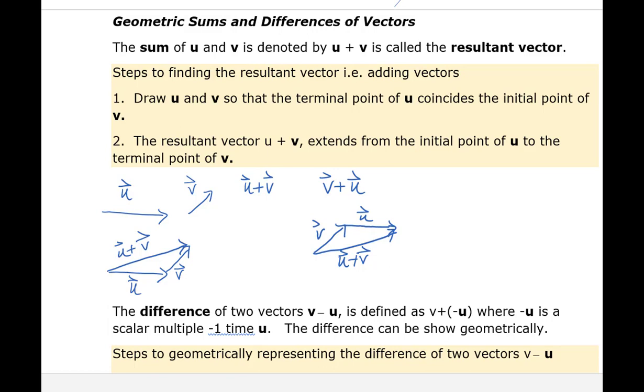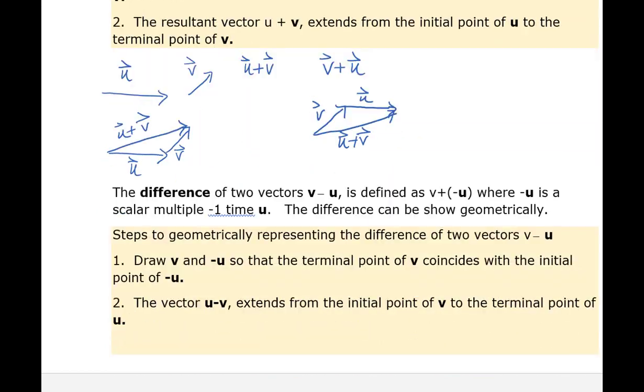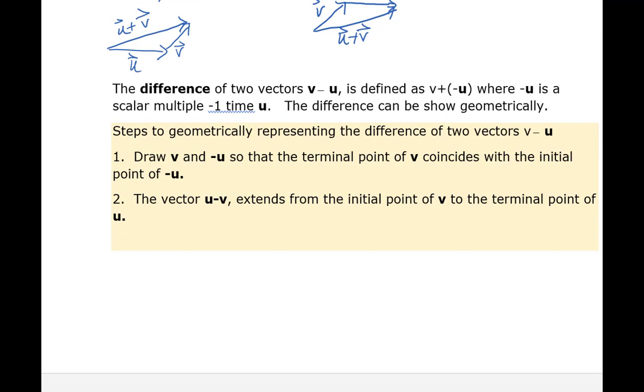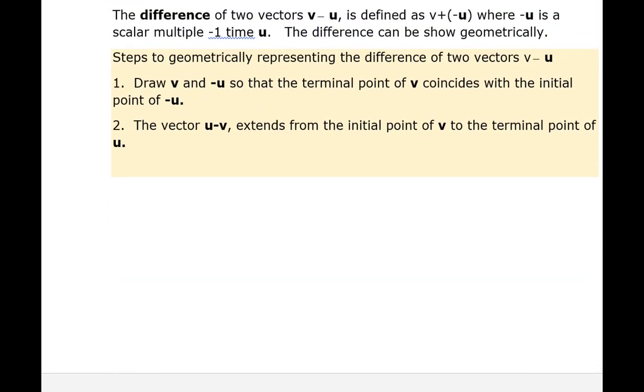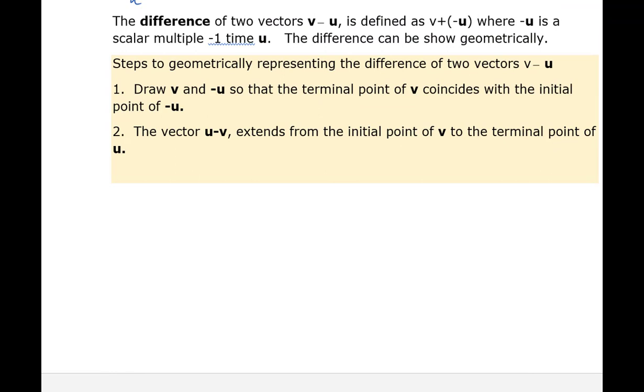All right, now let's look at a difference. We know that adding the opposite is the same thing as subtracting. So in order to subtract, we're going to look at multiplying a vector by -1. We know that the opposite of a vector is the same thing as multiplying that vector by a scalar multiple of -1.